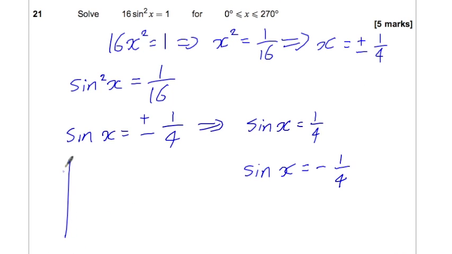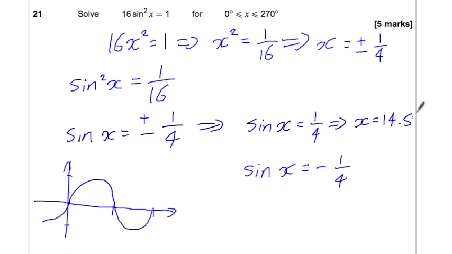So let's draw our sine curve, which we need to do whenever we're solving trig equations. So we know it looks like this. Between 1 and minus 1, that's 180, that's 360. We know it carries on backwards and forwards as well. So I'm going to do inverse sine of a quarter, gives me 14.5 degrees. So one solution would be 14.5 degrees.